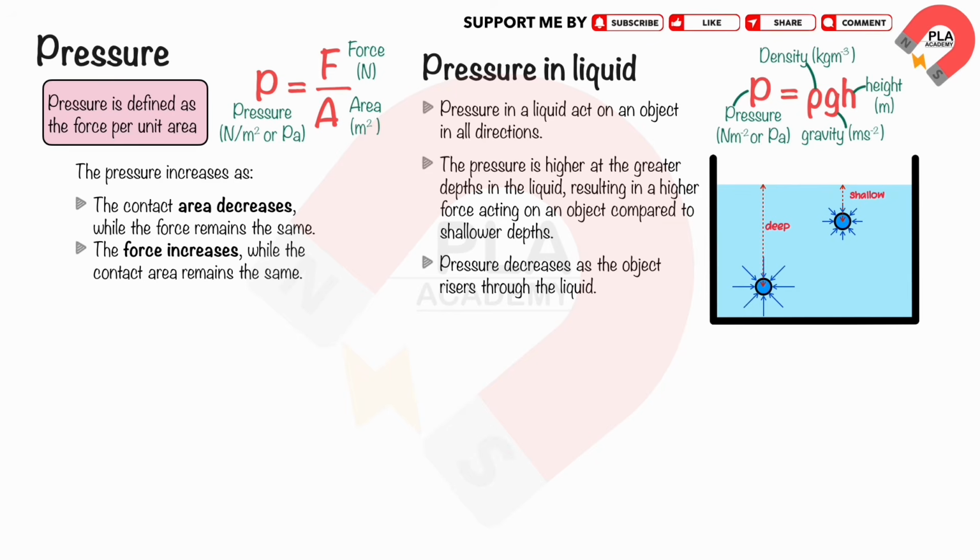The equation of pressure in a liquid is P equals ρgh, where P is pressure in newtons per meter squared or pascals, ρ is the density in kilograms per cubic meter, g is the acceleration of free fall, which is 9.81 meters per second squared, and h is the depth in meters. We can prove this formula.